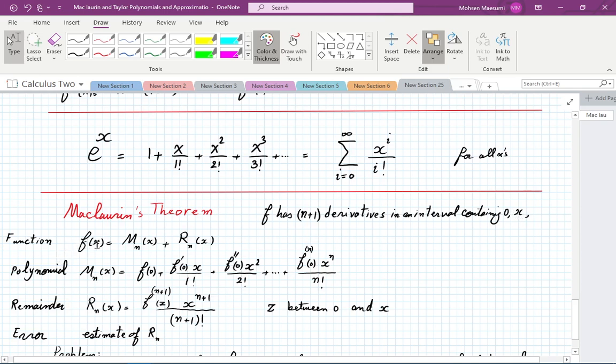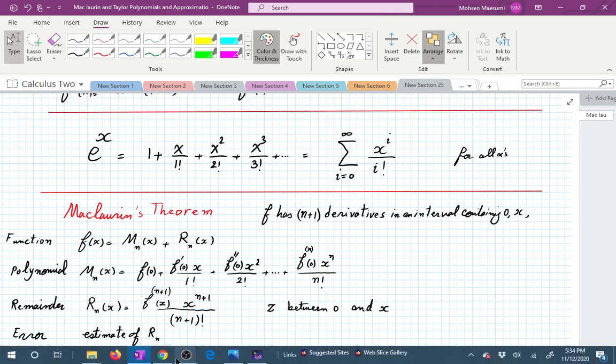So if we take f of x and make a polynomial for it, a Maclaurin polynomial, and we go as far as degree n, well, we are making an error. There is a remainder. We typically refer to it as R_n of x.